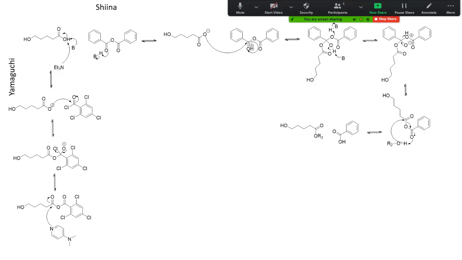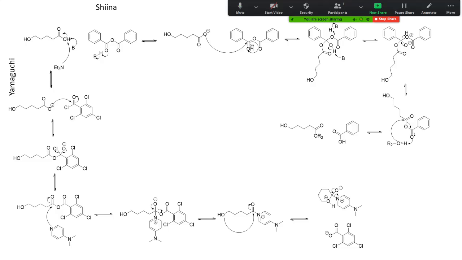And then DMAP will attack the carbonyl farthest from the aromatic. And then the carbonyl will reform, kicking off the aromatic leaving group. The alcohol will then come around and attack the carbonyl, which will then reform, kicking off DMAP, forming a cyclic structure. The two near product structures are then protonated and deprotonated to negate any charge, forming these products here.